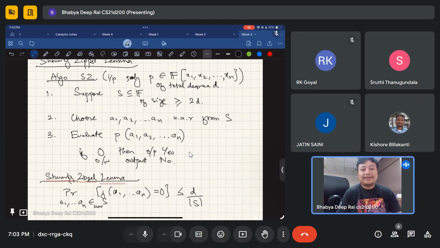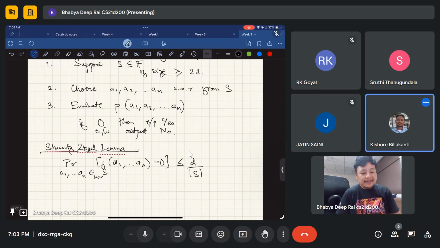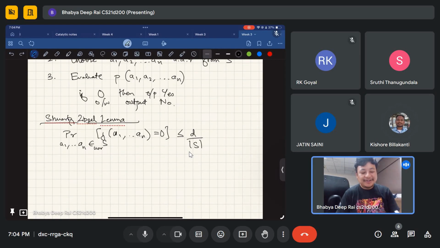That is right. We just want the probabilities to work. The issue is just with this: if S is less than 2D, then the guarantee you have is less than half. If the size of S is less than 2D, then the guarantee of the algorithm is less than half, which is not a good thing. We always want to achieve at least half. Okay.